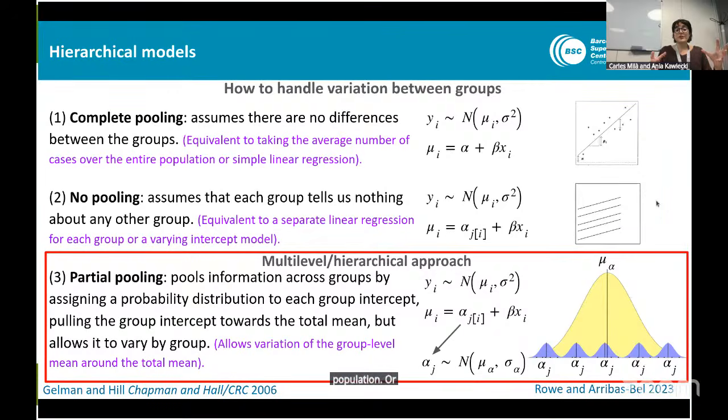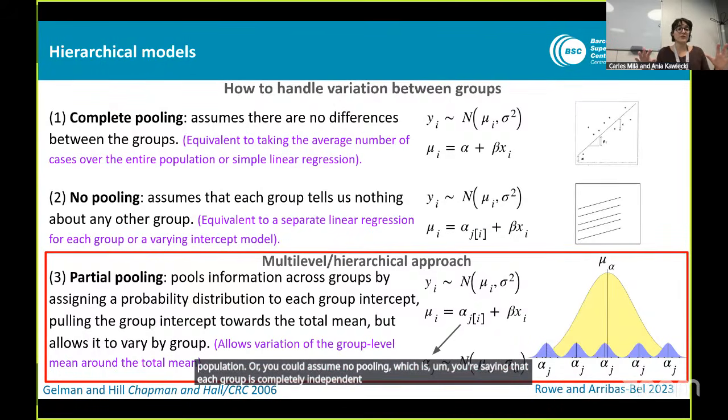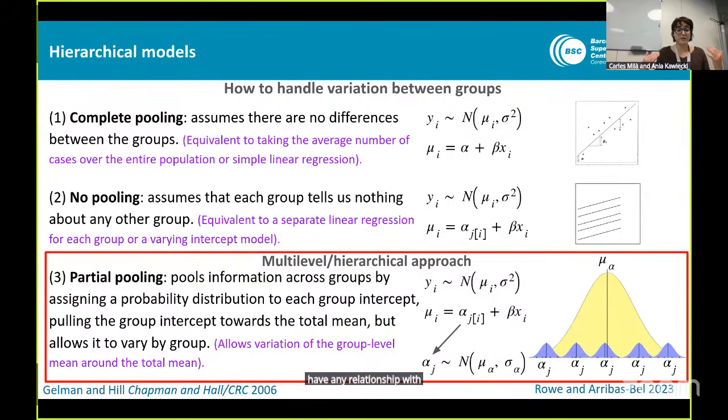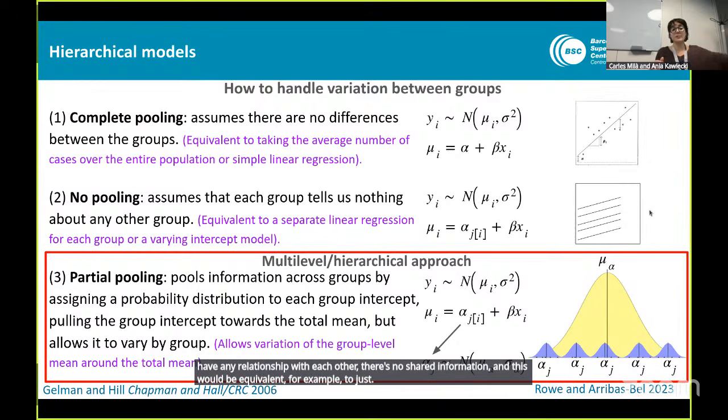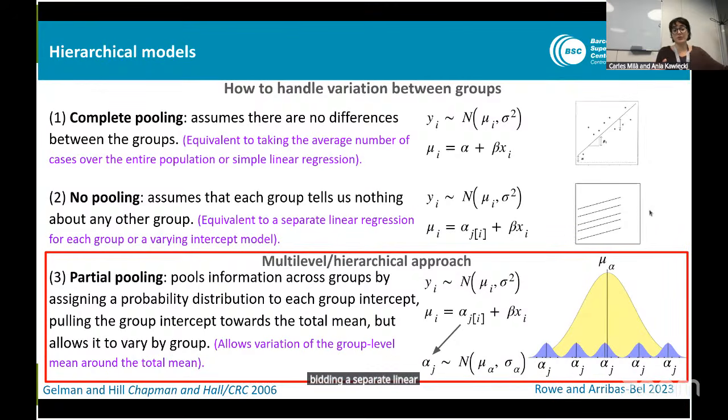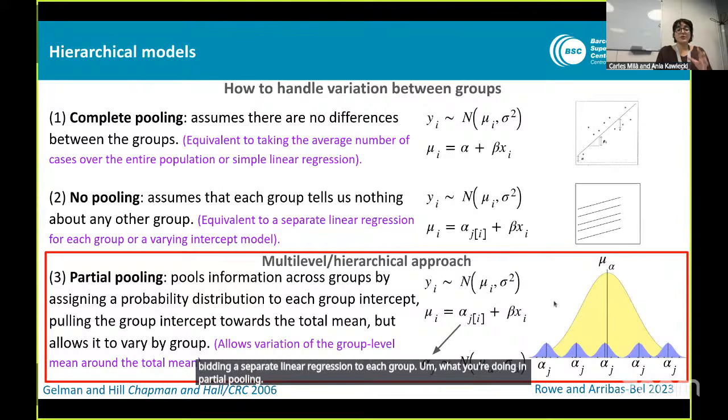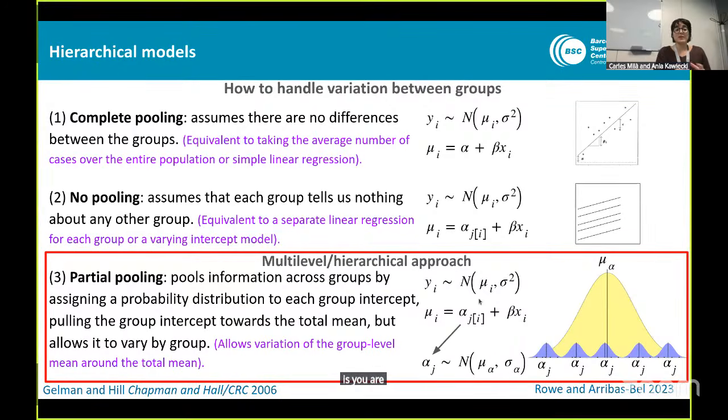Or you could assume no pooling, which is you're saying that each group is completely independent and completely different from the other groups, and they don't have any relationship with each other. There's no shared information. And this would be equivalent, for example, to just fitting a separate linear regression to each group.